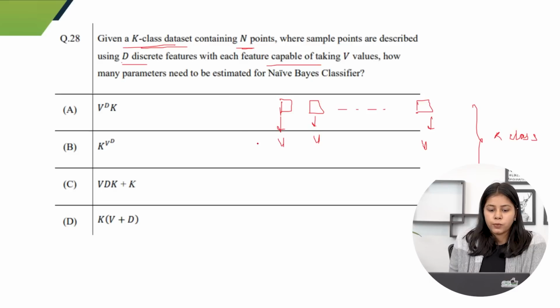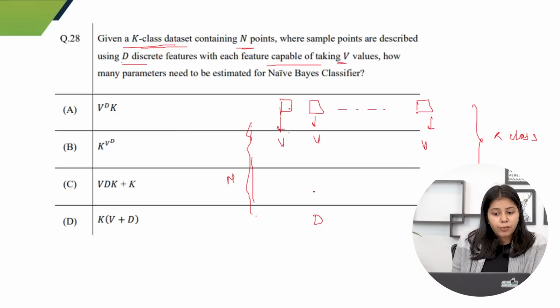And also in this we are given n input points, right? N input data points. So I first have to find out all the probabilities for these features, right? For these distinct features, and each distinct feature is capable of taking v values, so d into v, and for each corresponding class we can find the probability, so kdv. And then I have to find out each of the class probabilities in naive Bayes classifier.